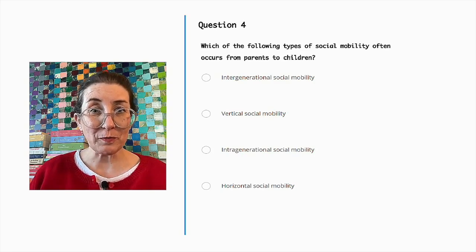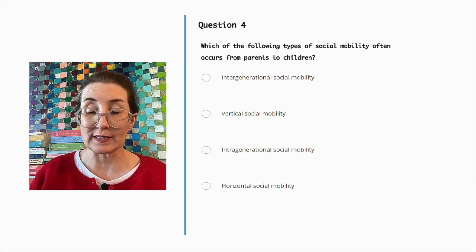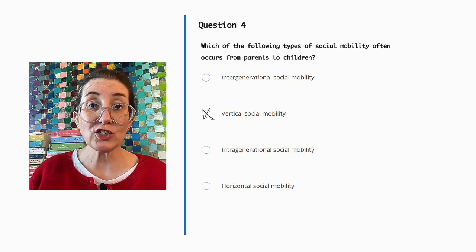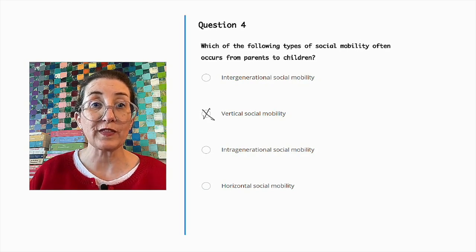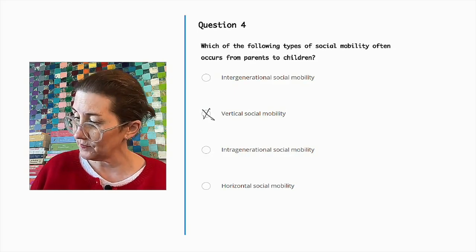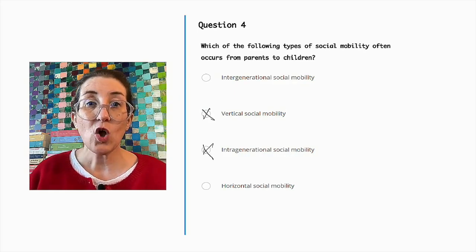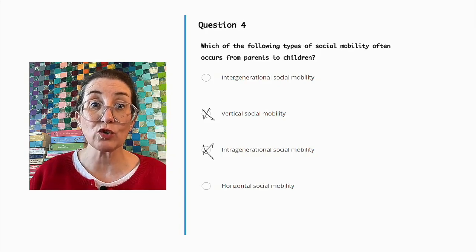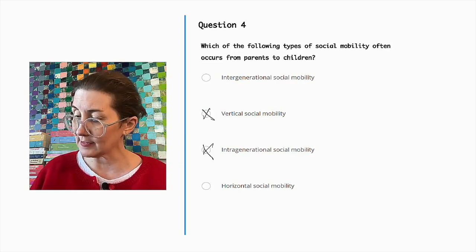Vertical social mobility refers to moving up or down the social hierarchy within one's lifetime. Intragenerational social mobility is about changes in social status within the same generation. Horizontal social mobility involves a change in occupation or lifestyle without a change in social class.